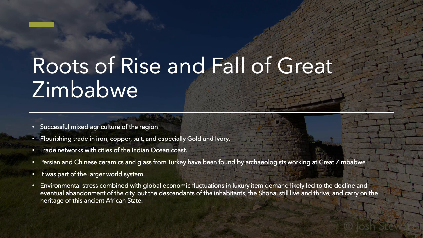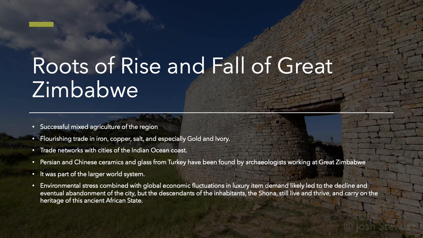But what created the economic, social, and political patterns that enabled the state of Great Zimbabwe to maintain itself? There was flourishing trade in iron, copper, salt, and especially in gold and ivory. And the key here is these trade networks with cities of the Indian Ocean coast. Persian and even Chinese ceramics and glass from Turkey have been found by archaeologists working at Great Zimbabwe. So it was absolutely part of the larger world system.